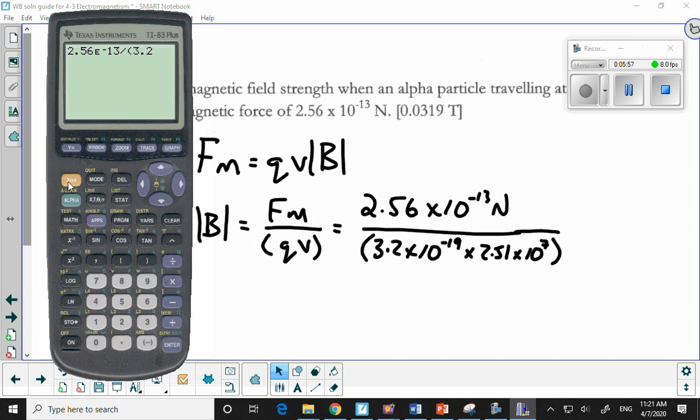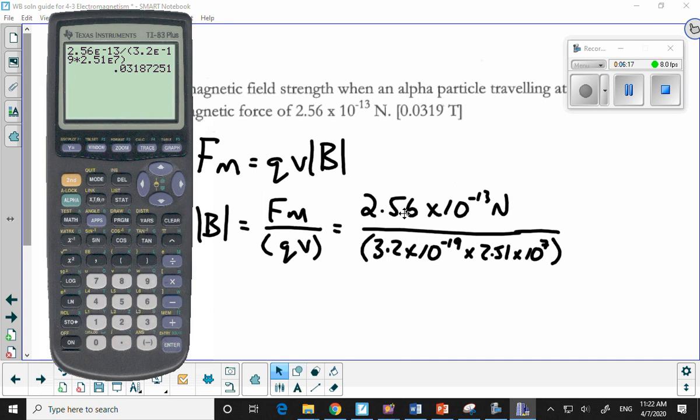3.2 second exponent minus 19 times 2.51 second exponent 7, close your bracket, and hit enter. If you didn't use those master brackets in your calculator, you will make an error.